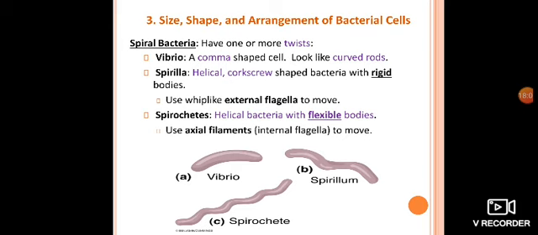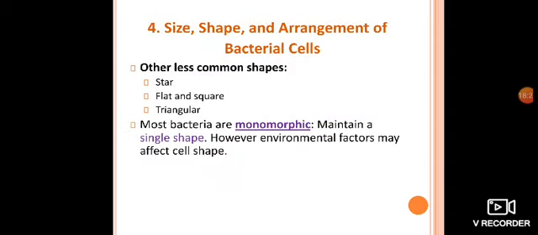They have a flexible body, and still they use the axial filament, an internal filament, to move. This means they are more motile compared to spirillum or spirilla as well as vibrio. So these are the basic types of spiral bacteria. Up till now we have discussed three different types: first cocci, second bacilli, and third spiral.